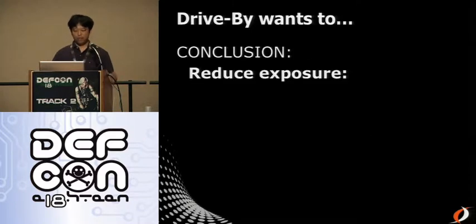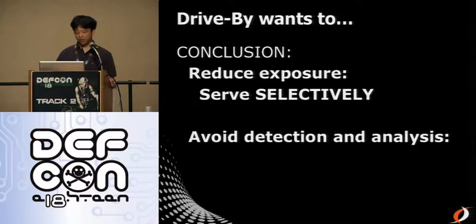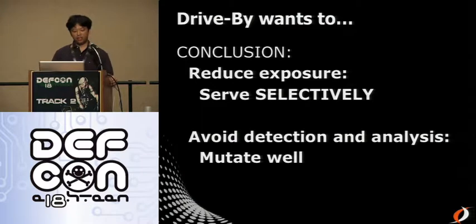So, conclusion. What are you going to do? First, reduce exposure, and you do that by serving selectively. For example, you can serve only to each IP only once. You log the IP that you've served to. Because if the visitor visits you for the first time and your exploit doesn't succeed, forget about it, right? But don't serve to him the second time because he might be somebody working at an antivirus company. Avoid detection and analysis. Then you've got to mutate well. So Drivesploit basically is trying to mimic these two goals of drive-by downloads.